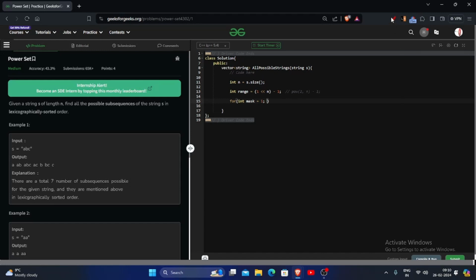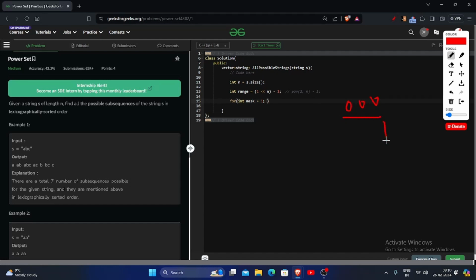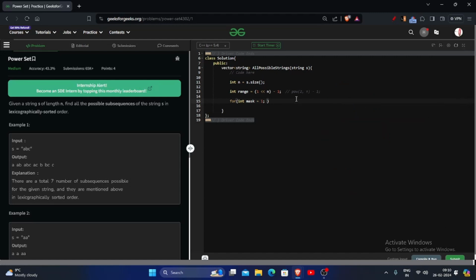If it had been an empty subsequence, I would be checking if this bit is set. If none of these bits are set, then if I have a string which is empty, it would be empty at the end also, after these iterations. So I also will get the empty subsequence. So mask is 1, mask less than or equal to range. If you don't do this minus 1, you can also run till less than range, and plus plus mask.